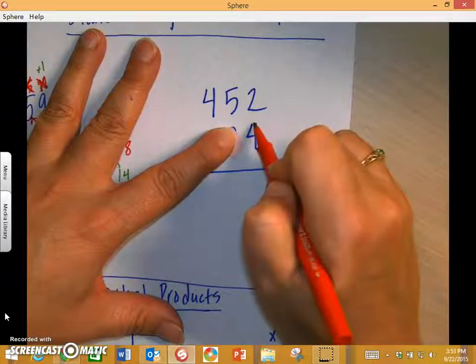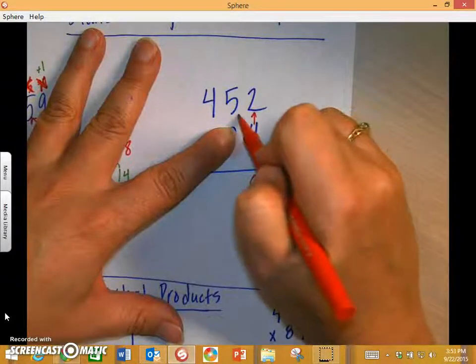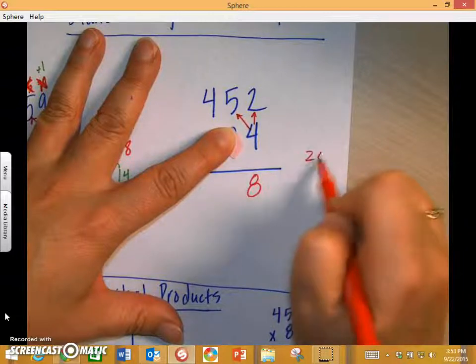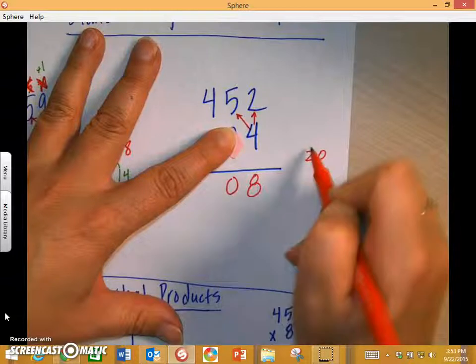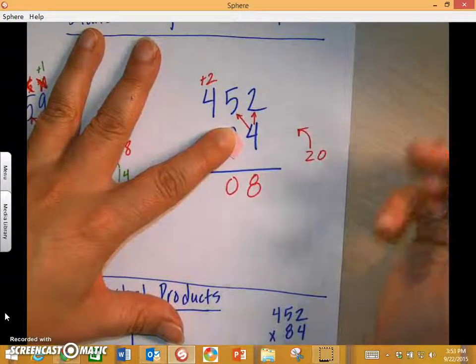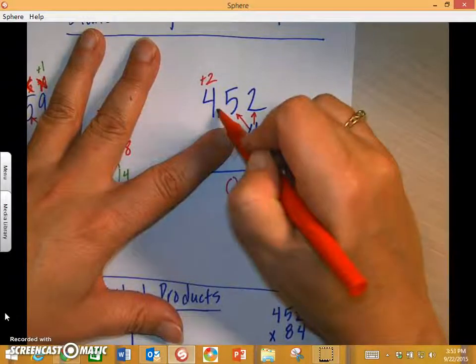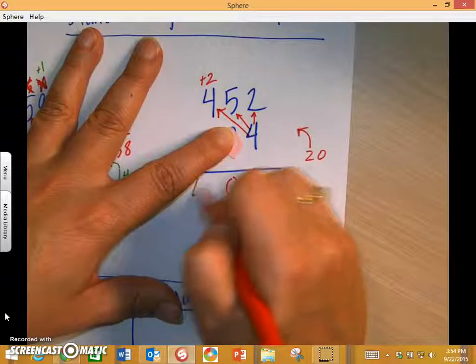First up, 4 times 2 equals 8. Write my 8. 4 times 5 equals 20. Okay, so I put my 0, but I can only have one digit in this spot here, so I have to carry my 2 over here, and I add it at the end. Now I do 4 times 4 is 16, plus 2 is 18. Okay.